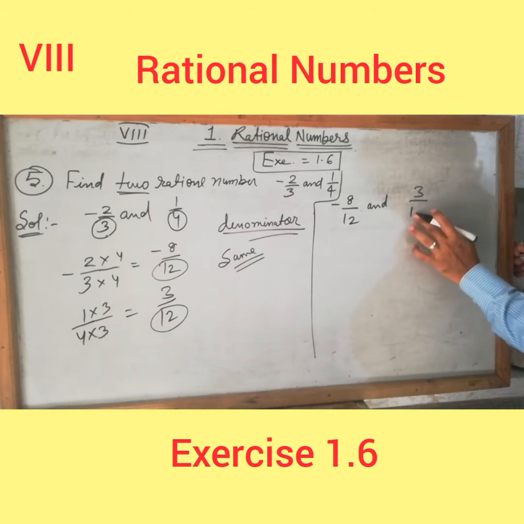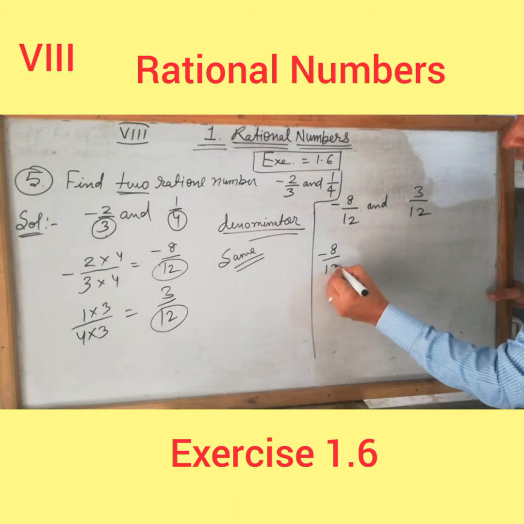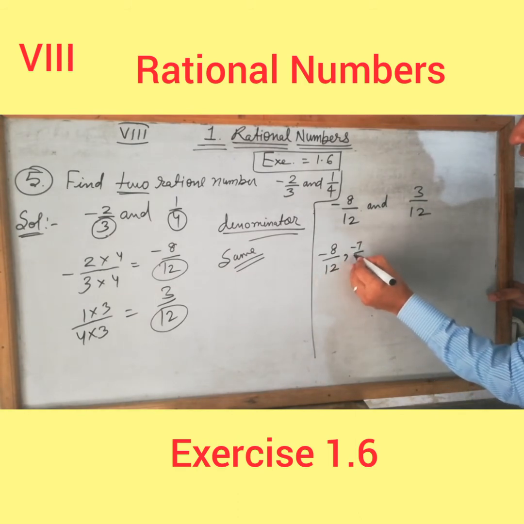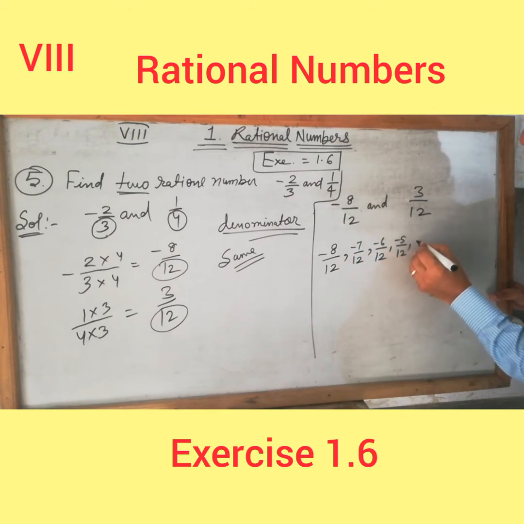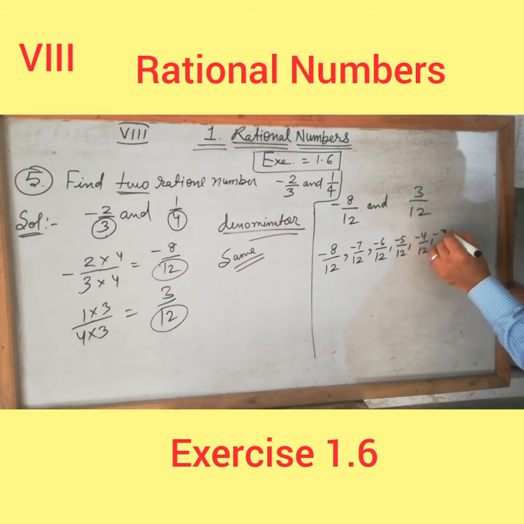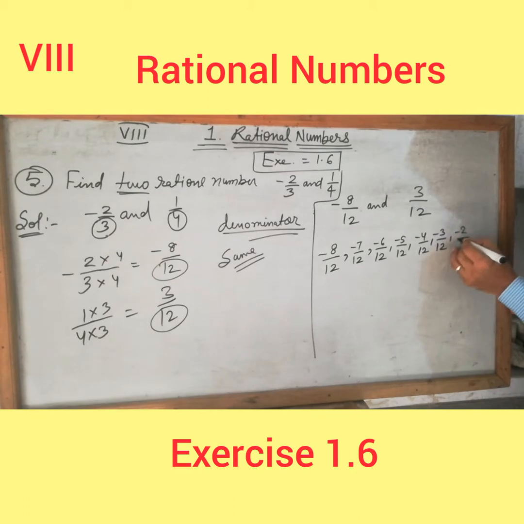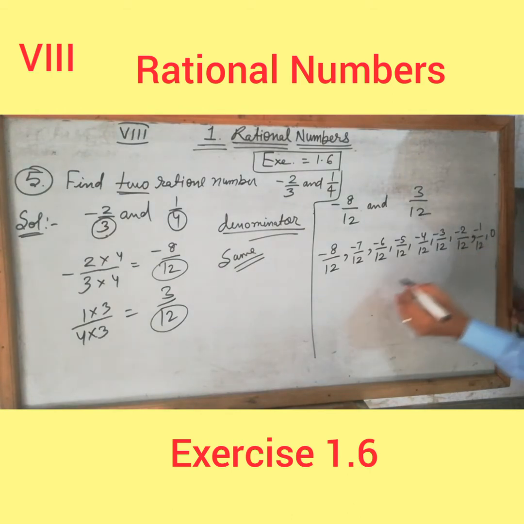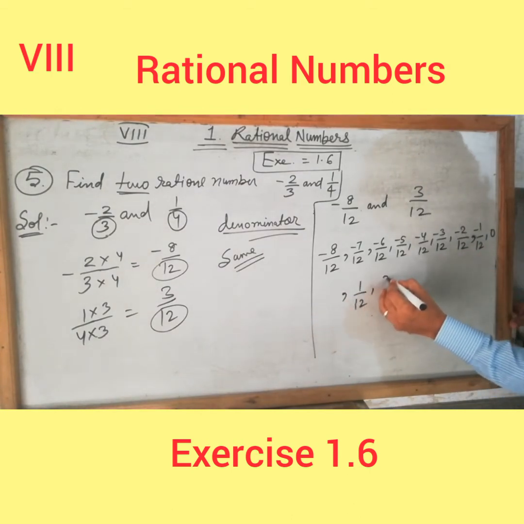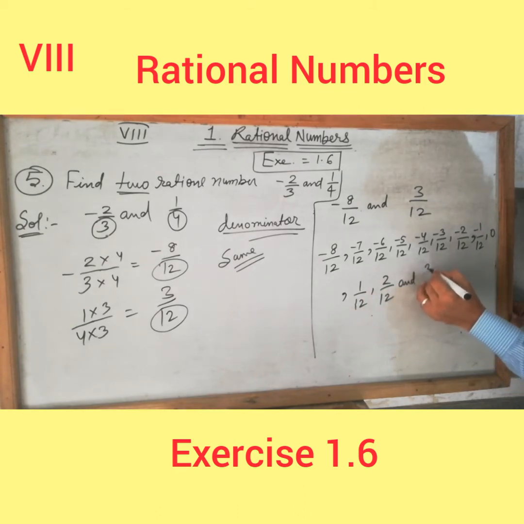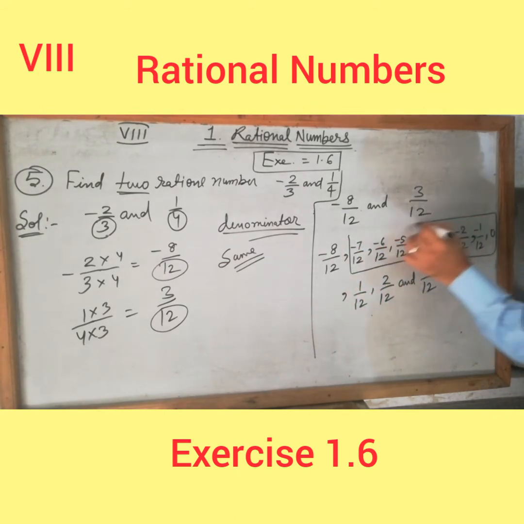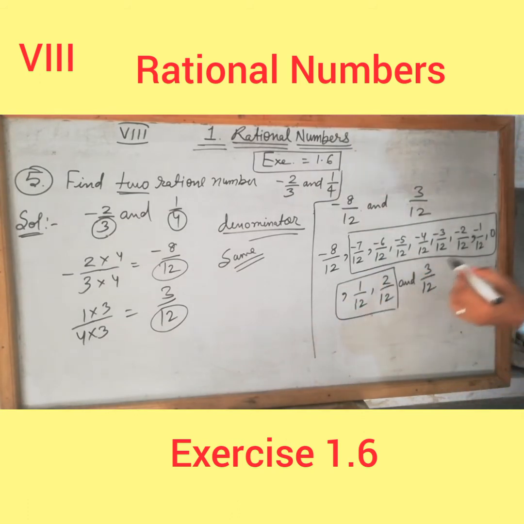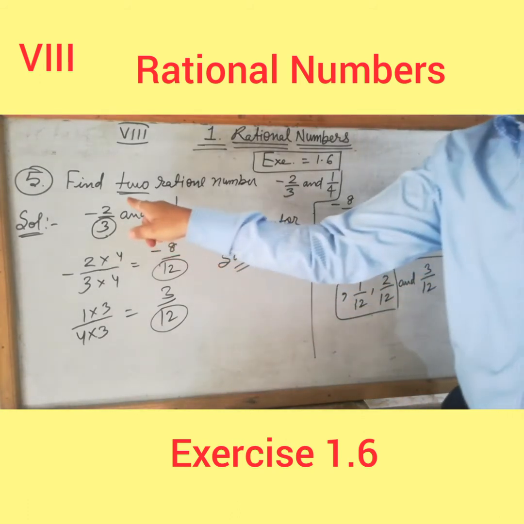So if it is the same denominator, now from minus 8 upon 12, your numbers are minus 7 upon 12, minus 6 upon 12, minus 5 upon 12, minus 4 upon 12, minus 3 upon 12, minus 2 upon 12, minus 1 upon 12, 0, 1 upon 12, 2 upon 12, and your number is 3 upon 12. So we got these rational numbers between the two numbers, and what we have to find out? We have to find out 2.